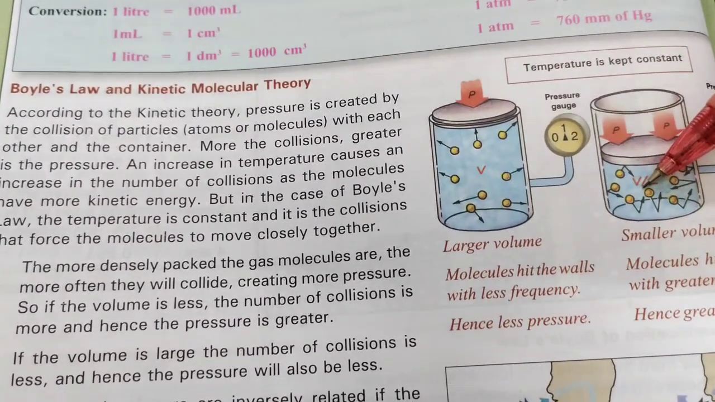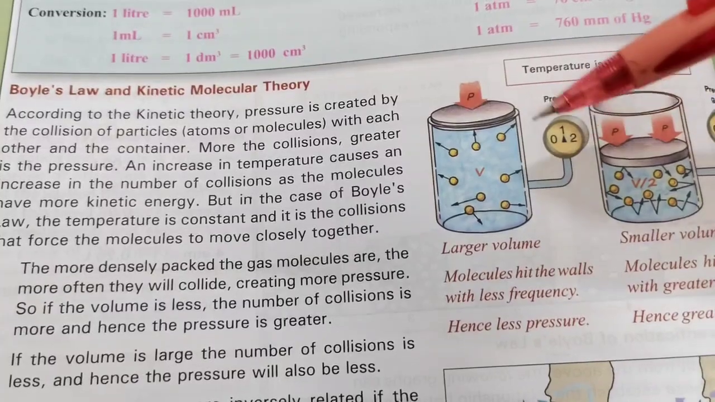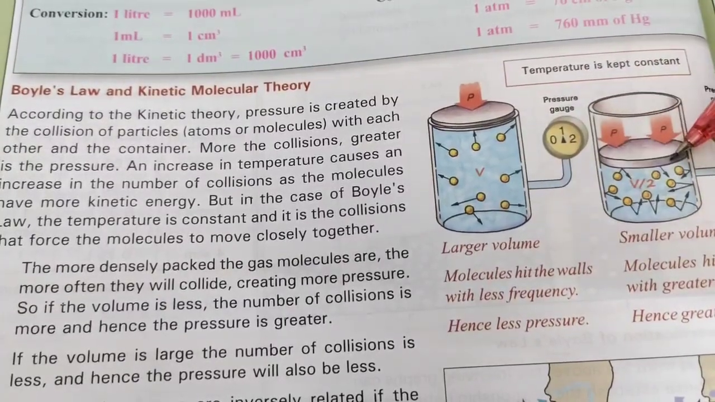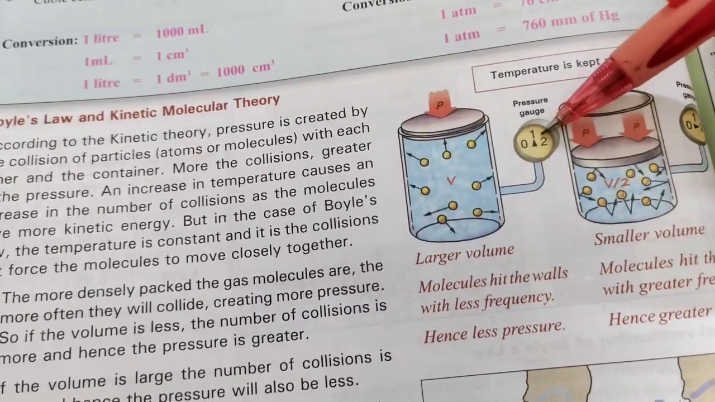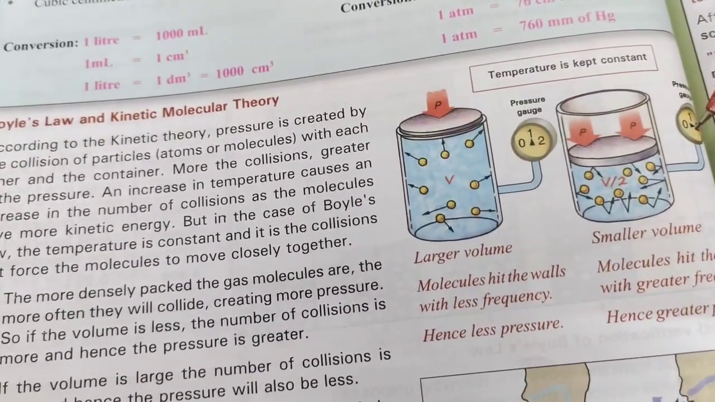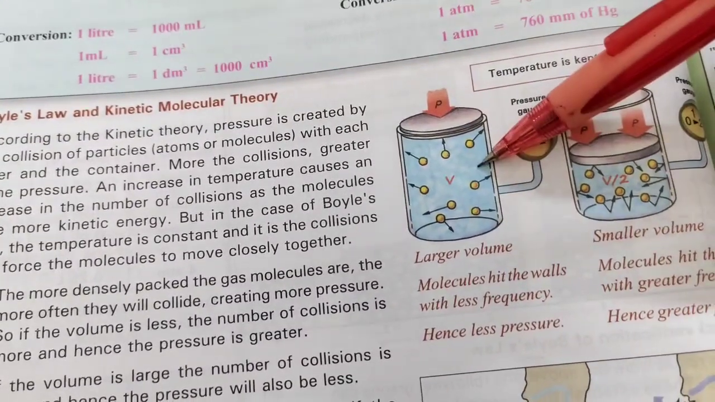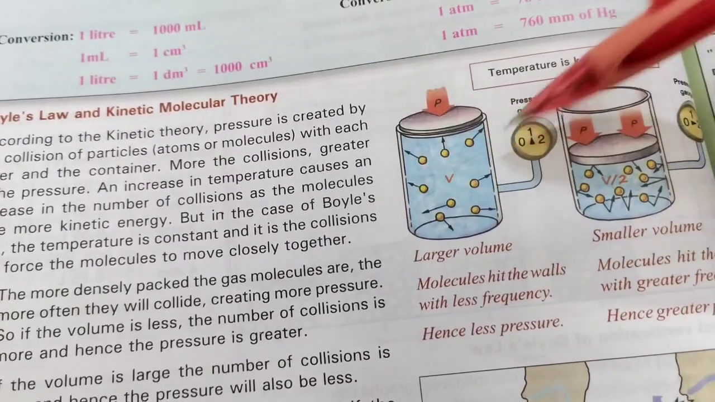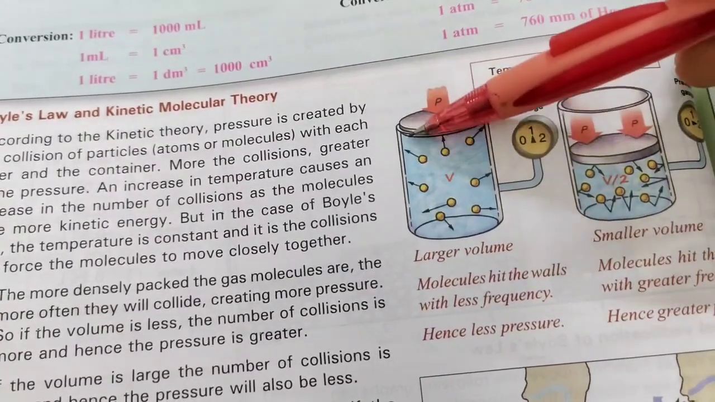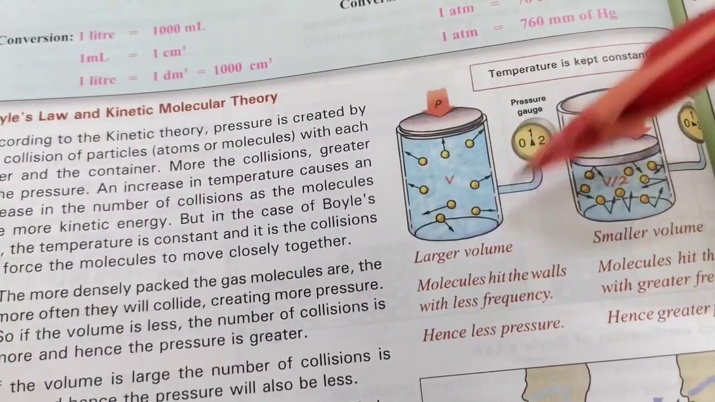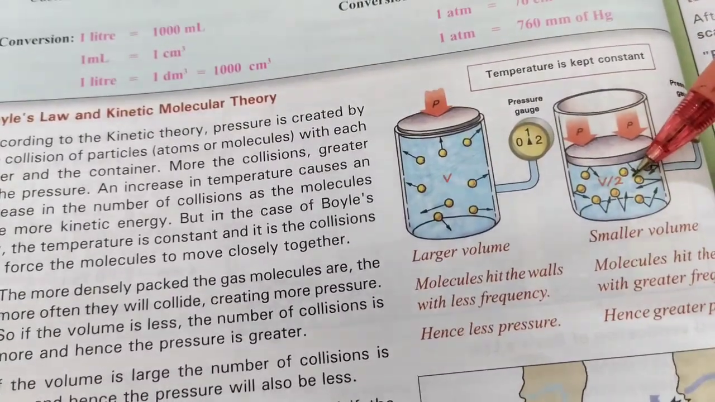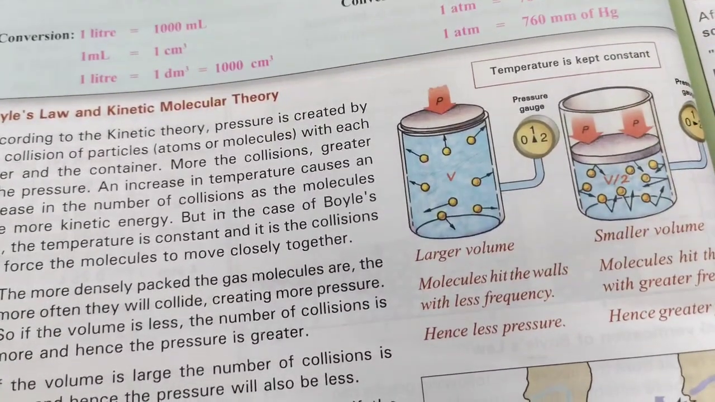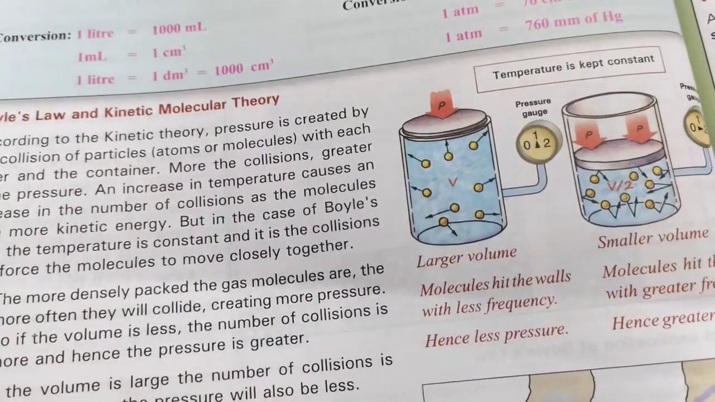Now the reverse is also true. If I halve the volume, the pressure will double. Notice how here the pressure is 1 and now the pressure is 2. You see, pressure is dependent on the frequency of the collisions of the gas molecules on the walls of the container. If the volume is halved, the number of collisions per second will double. So the pressure will also double. So they are inversely proportional.